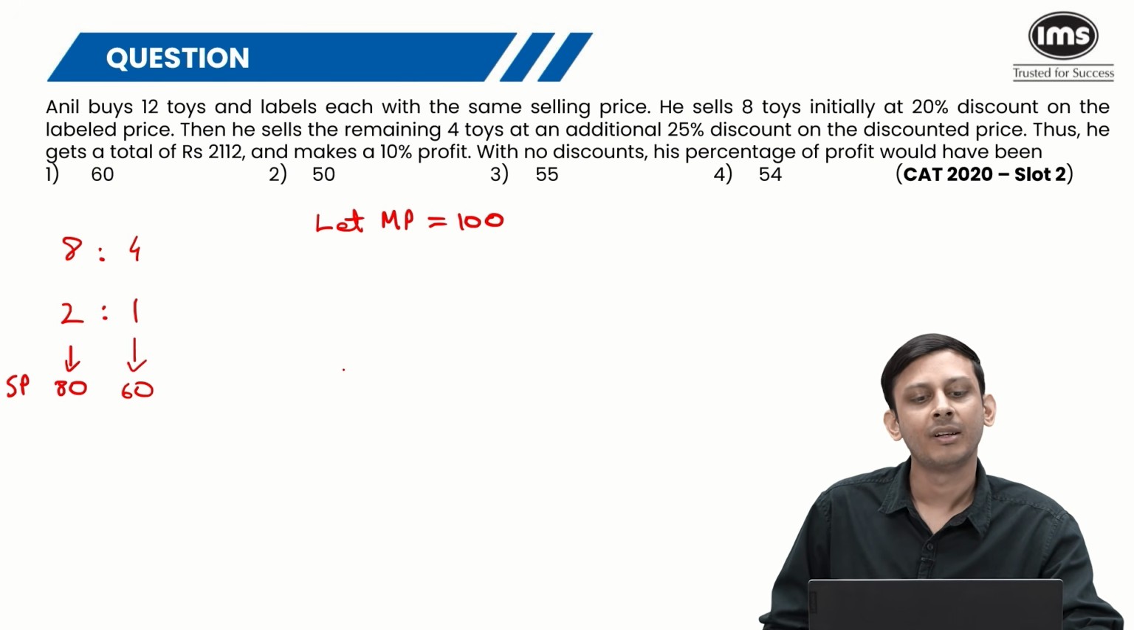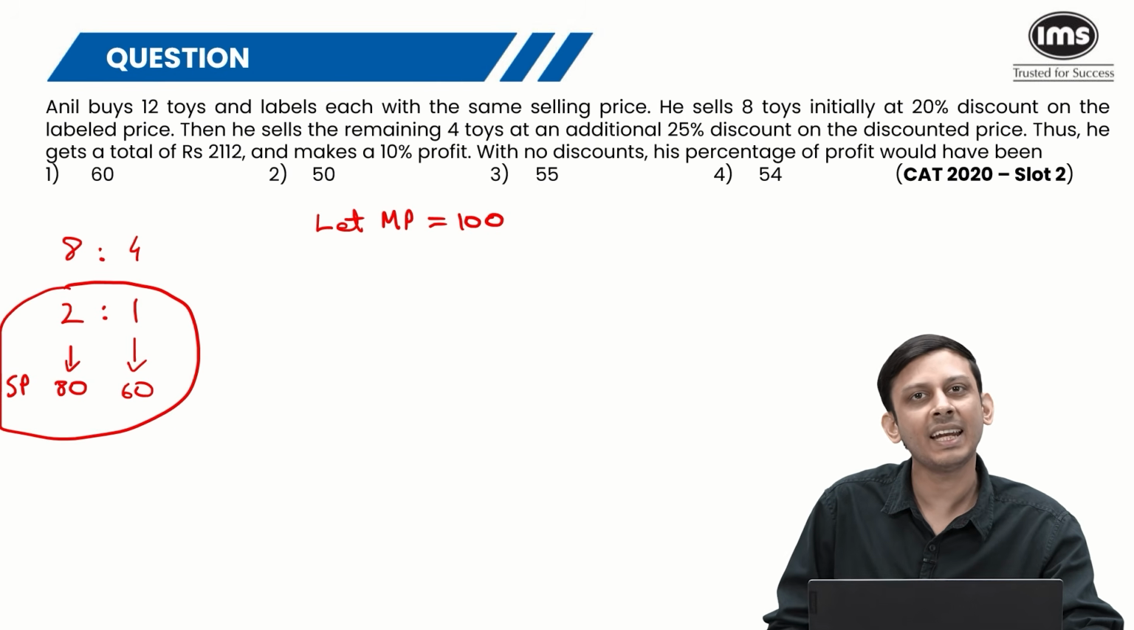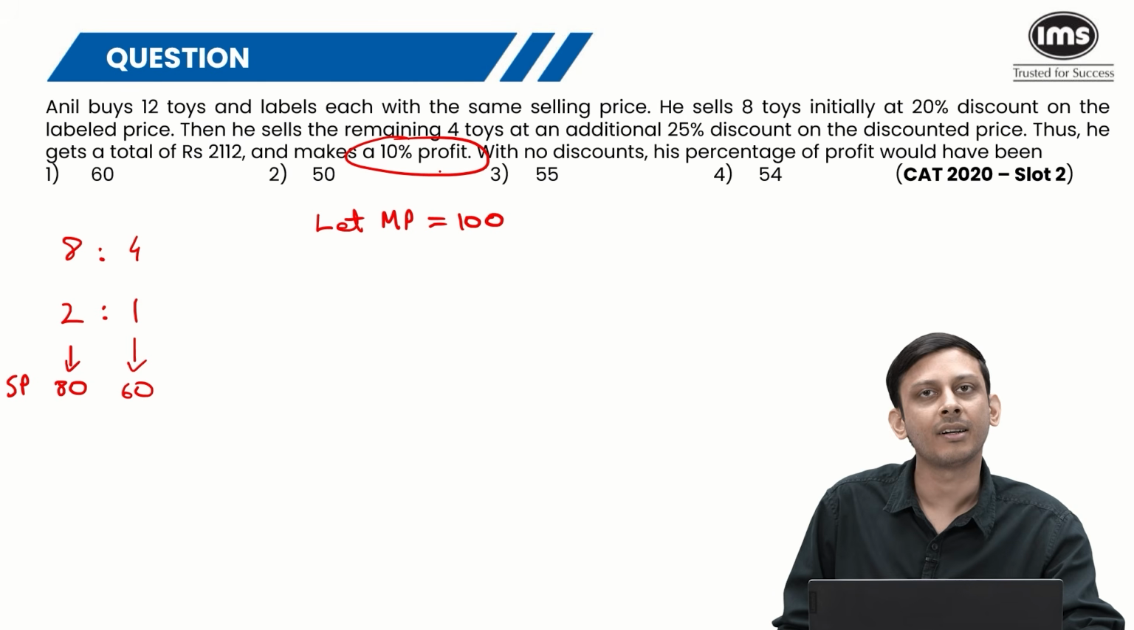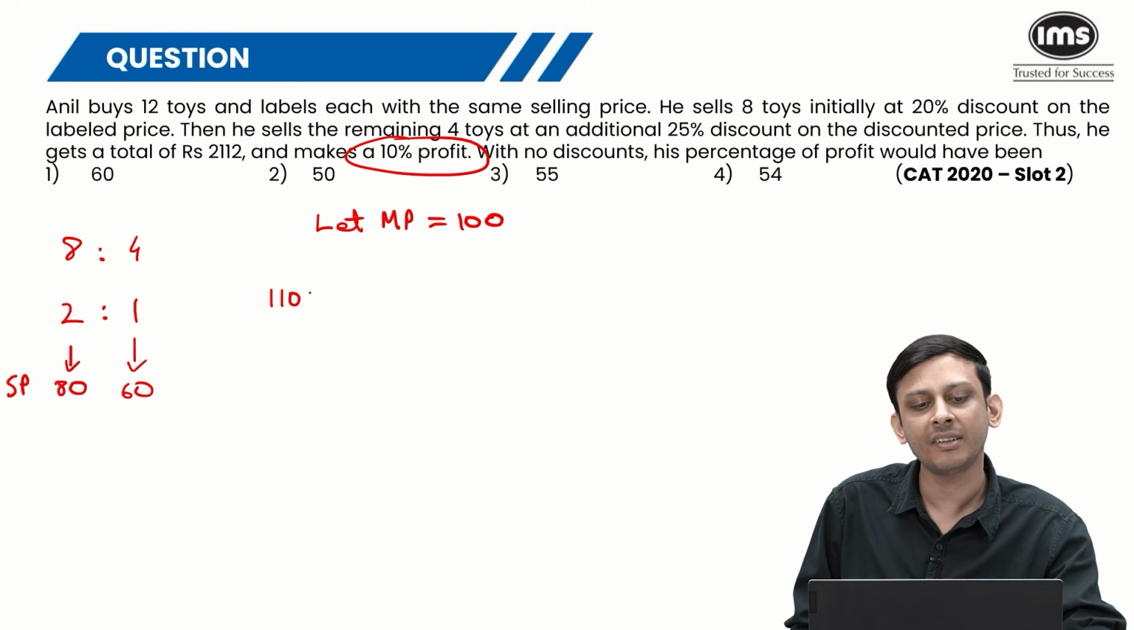So now we can easily find the total selling price here. And this will be very easy calculation. And then we can think that we have 10% profit. So selling price is 10% more than the cost price. Okay, so selling price will be 110% of the cost price.